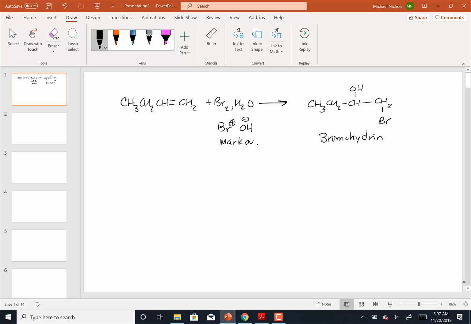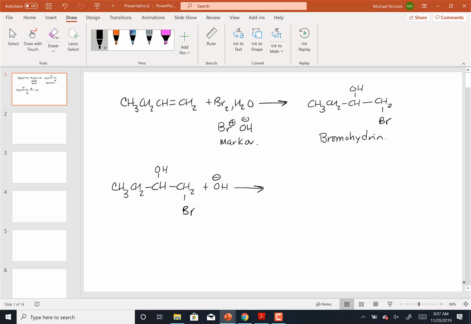Now, bromohydrins have basically one use, and that is they can be used to make epoxides. An epoxide is a three-membered ring with an oxygen in one of the positions. So the first way we can make an epoxide is to say, I'm going to react this bromohydrin with something like hydroxide or a stronger base.